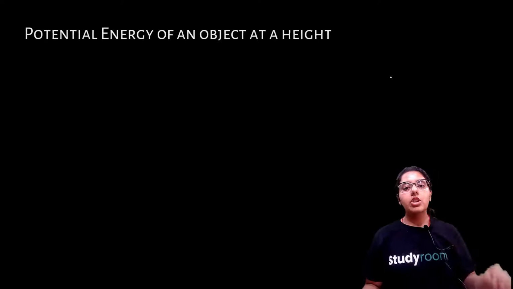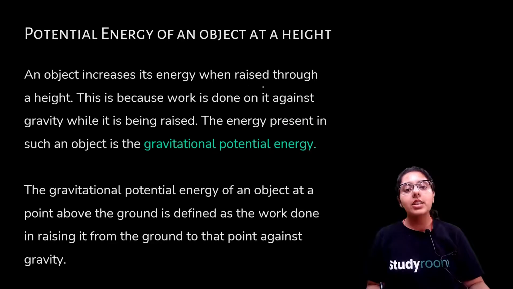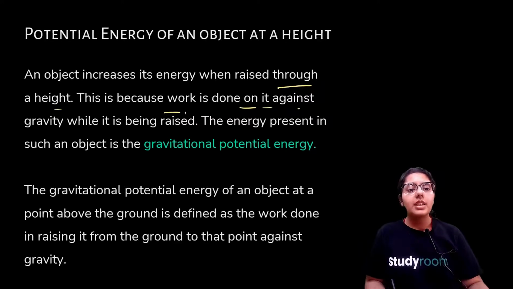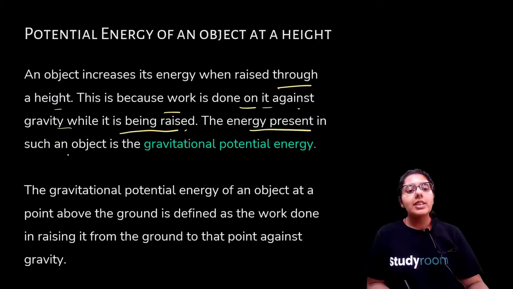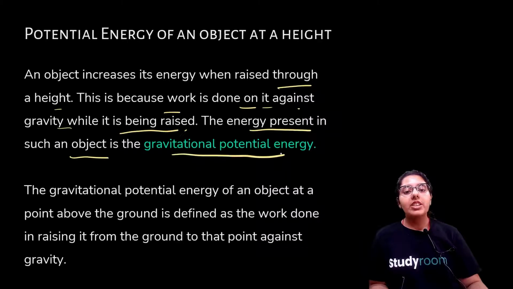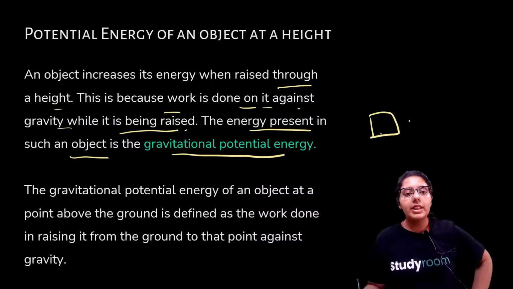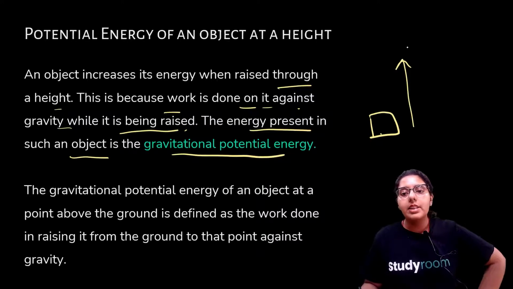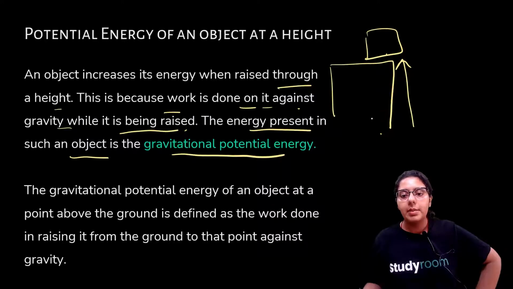Potential energy of an object at a height. An object increases its energy when raised through a height. This is because work is done on it against gravity while it is being raised. The energy present in such an object is gravitational potential energy. For example, if an object is raised by some height and placed, for example, on some table, at some height.